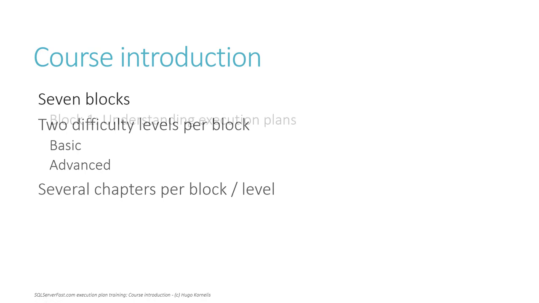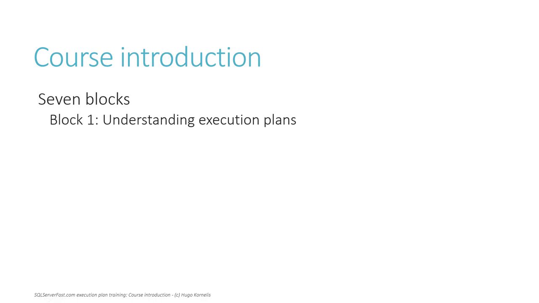Block 1 describes execution plans at a generic level. It focuses on what they are, where to find them, and how to read them. This block does not describe specific operators. The basic level is a generic, high-level overview of using execution plans. The advanced level adds more depth and also describes properties that apply to the entire plan and properties that are found on almost all operators.